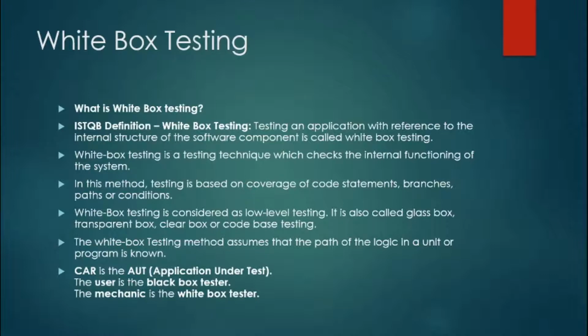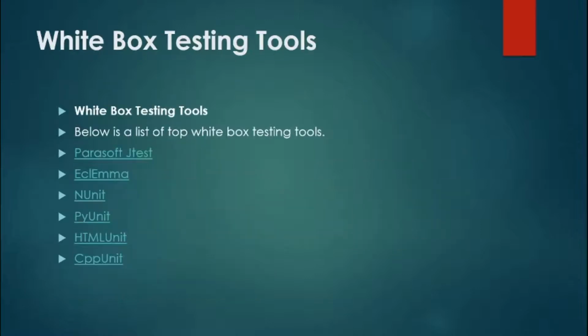Okay. Now a practical example is a car. So the car is your AUT, meaning application under test. The user is the black box tester, and the mechanic who knows all the functionality of the car, how the engine works. So all this is known as white box testing.